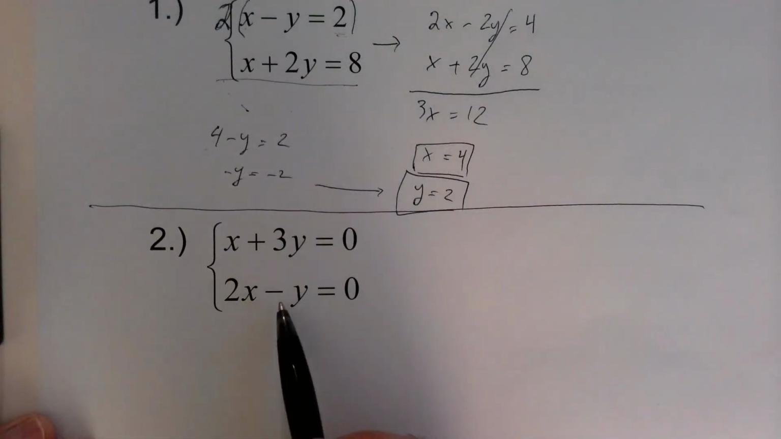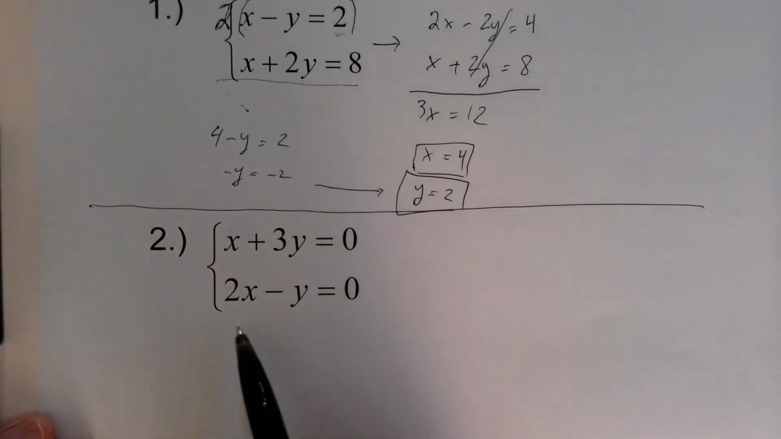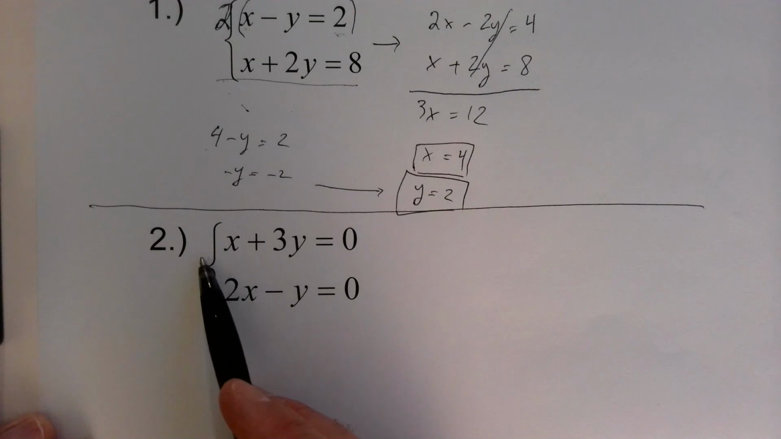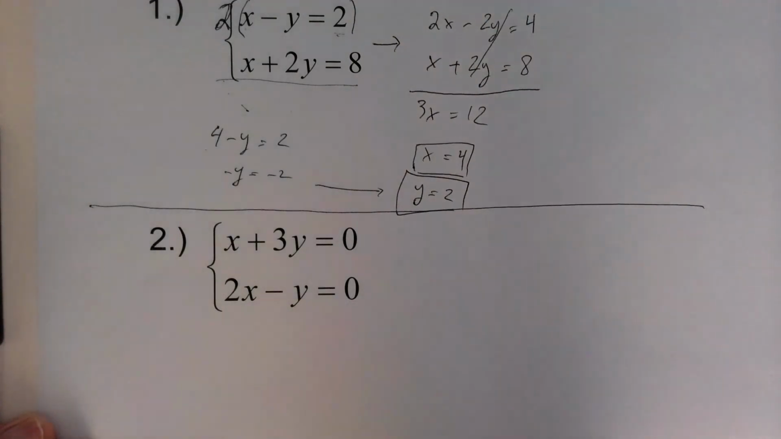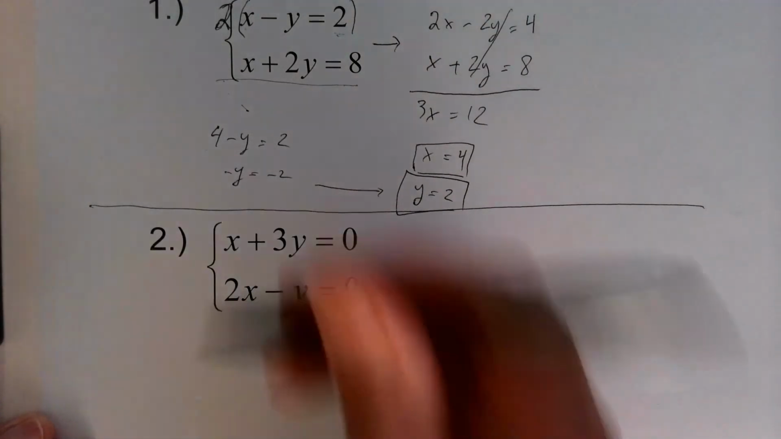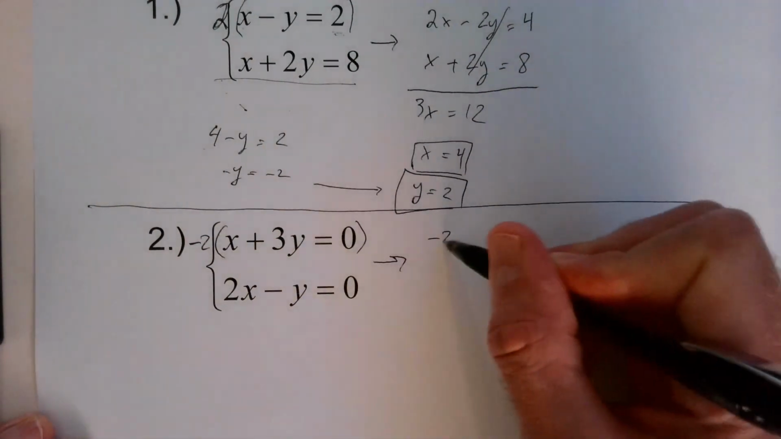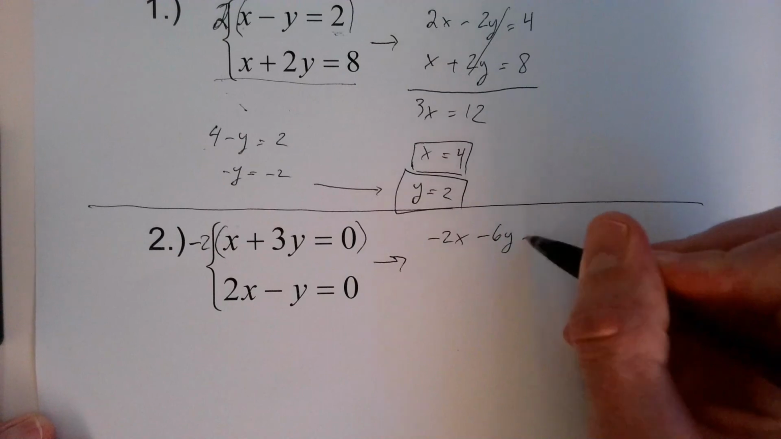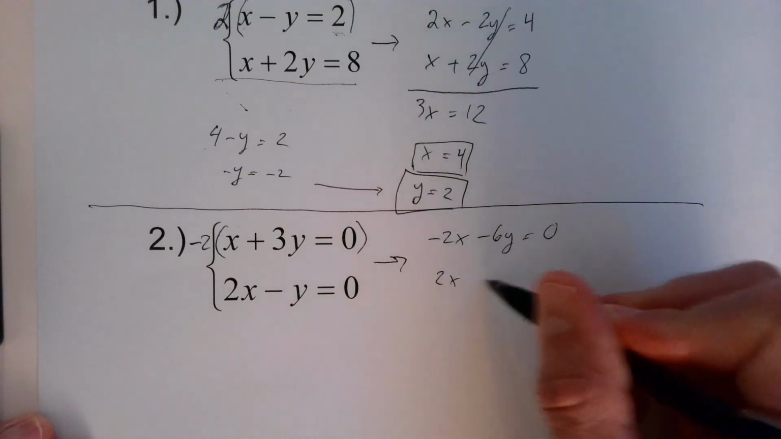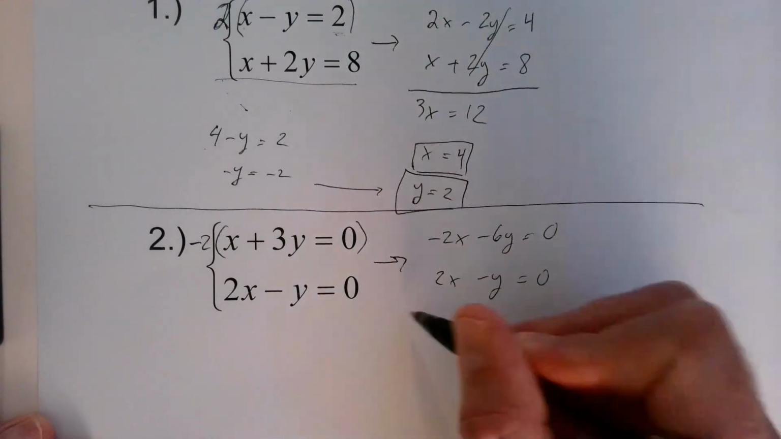Again, I don't have a way to cancel my x's or my y's as is. So what I'm going to do is multiply, you could either multiply the top by a minus 2 or the bottom by a 3. I'm going to multiply the top by a minus 2. Why not? So this gives you minus 2x minus 6y equals 0. And the bottom is 2x minus y equals 0.